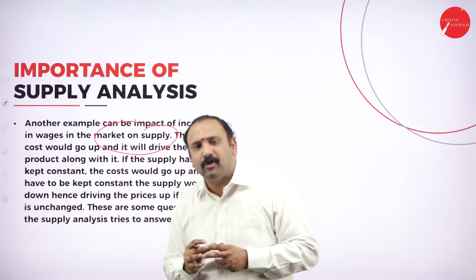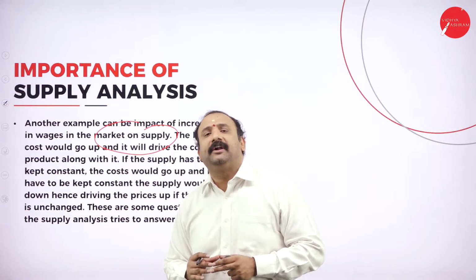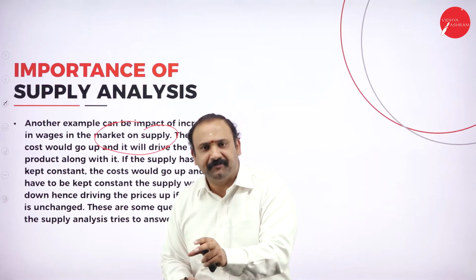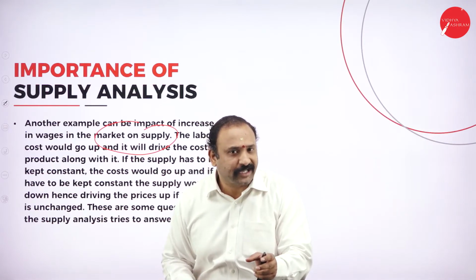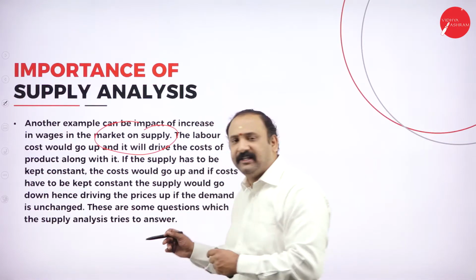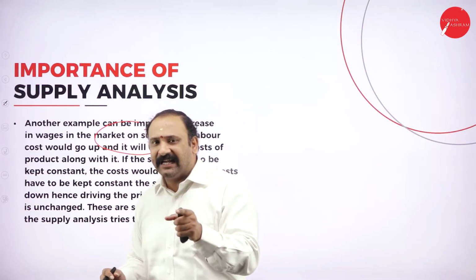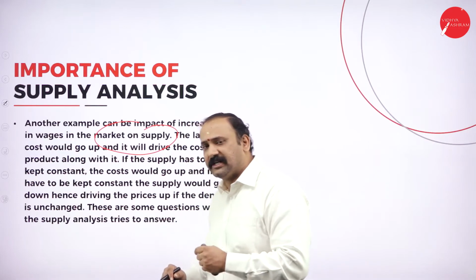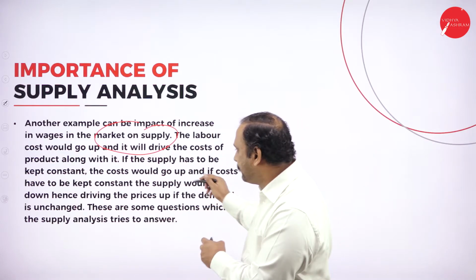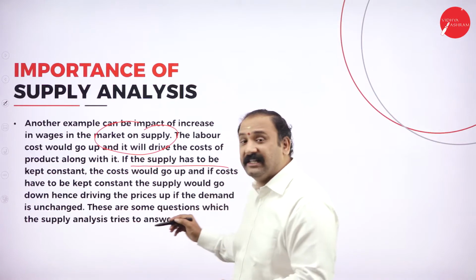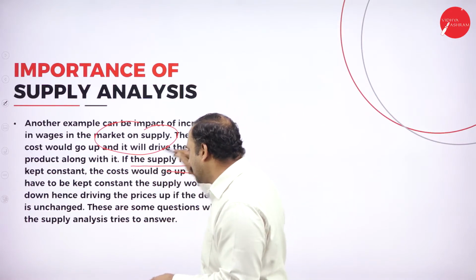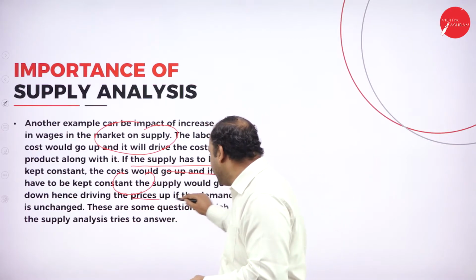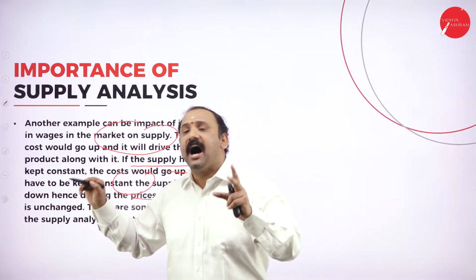There are several technology companies in the world who are trying to replace human beings with robotics, with artificial intelligence, and even better technology. Why? Because they find that it is cost effective and even the quality of work will also go up. So now when you look into this factor, if supply has to be kept constant, then the cost would go up, and if the cost has to be kept constant, the supply would go down, hence driving the prices up if the demand remains unchanged.